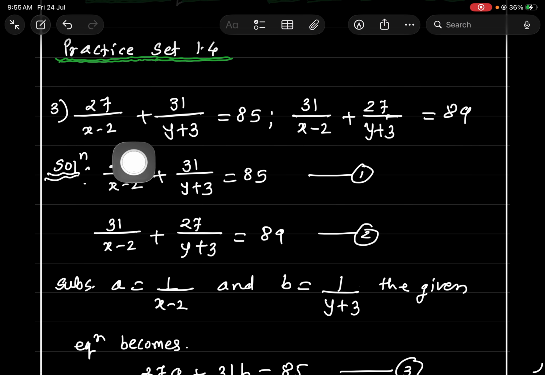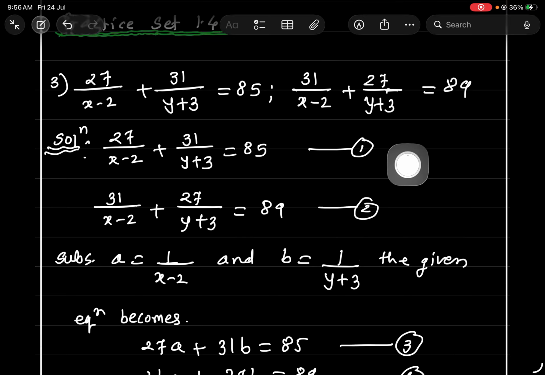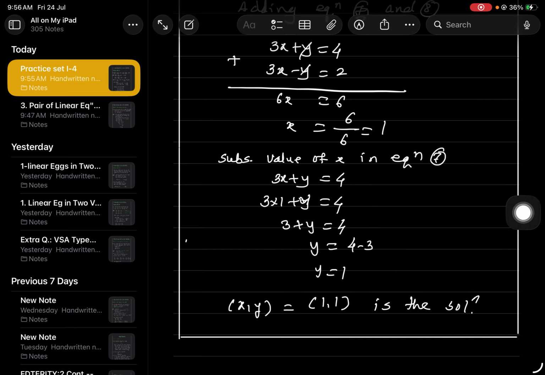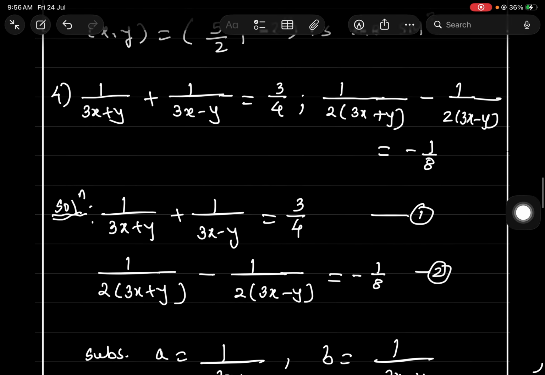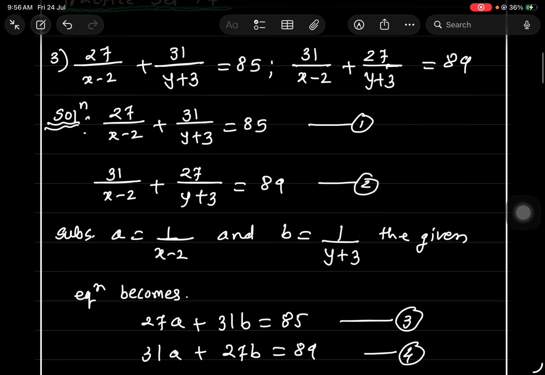Now here see, two equations are given: 27 upon x minus 2 plus 31 upon y plus 3 equal to 85. And another equation is given: 31 upon x minus 2 plus 27 upon y plus 3 equal to 89. These equations are numbered 1 and 2. Now see here, a equal to 1 upon x minus 2. So how substitution we have to do, we studied in previous videos and introduction.